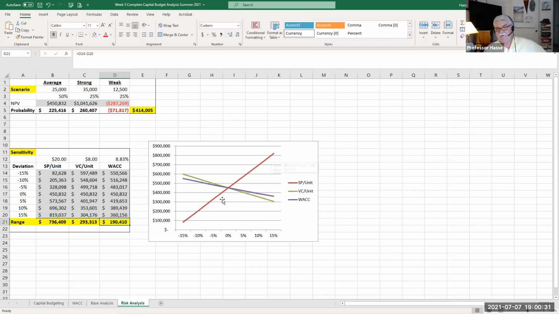The steeper the slope, the greater the risk of that variable. Notice here, selling price changes, that has a greater slope. That means the price of profitability changes dramatically. Whereas variable costs and WACC are a little bit flatter lines, those changes in those prices up or down have less effect on profits than selling price.